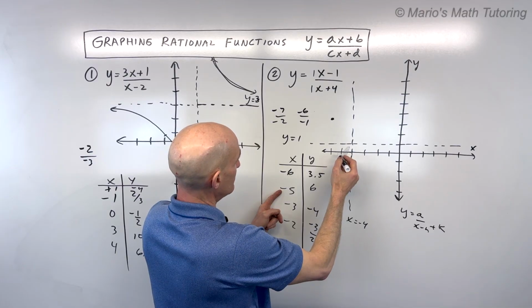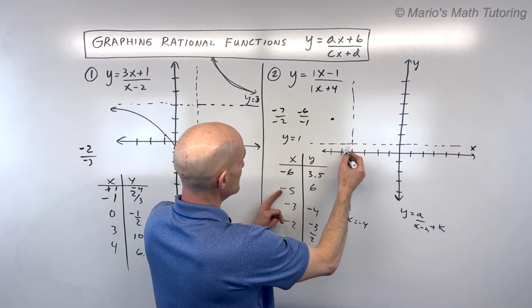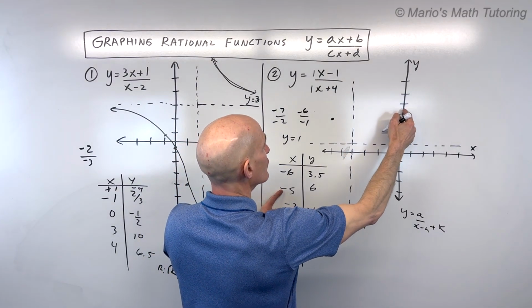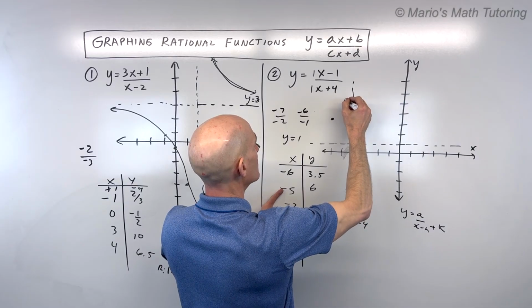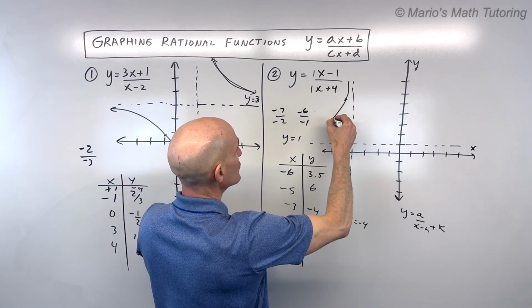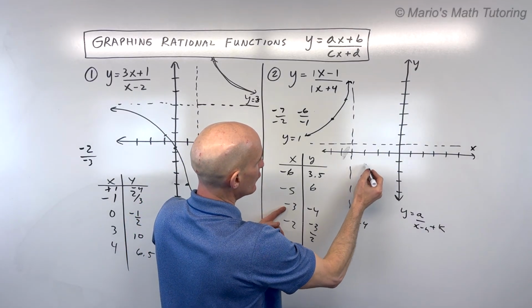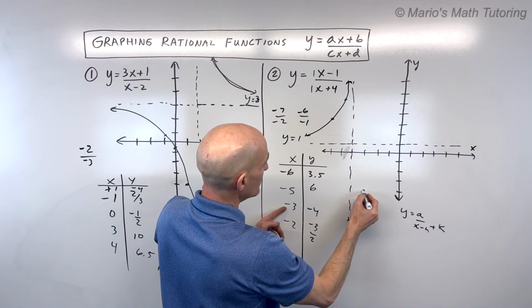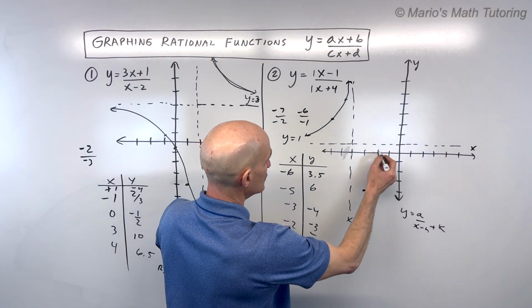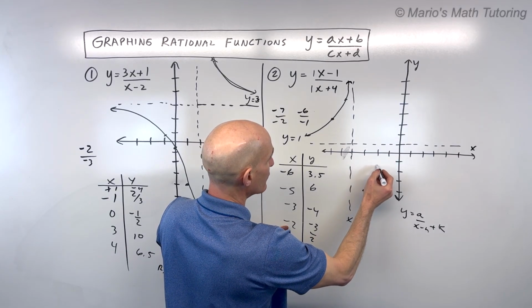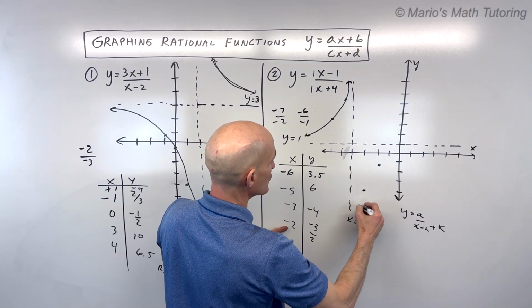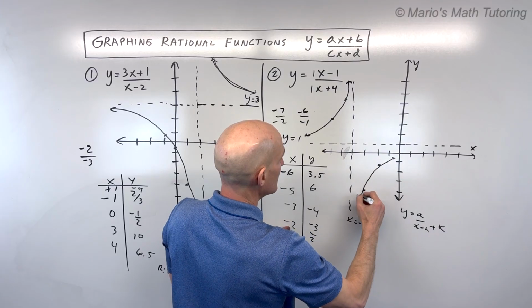Okay, so if we plot these points, -6, 3.5 would be right about here. -5, 6 would be, let's see, 1, 2, 3, 4, 5, 6, right about here. Okay, so you can see this branch kind of goes something like this. And then -3, -4 would be somewhere down about here. And -2, -3 halves, which is -1.5, is right about here. So this branch would look something like this.